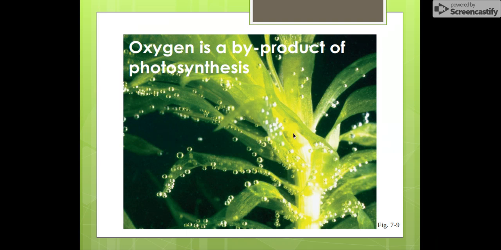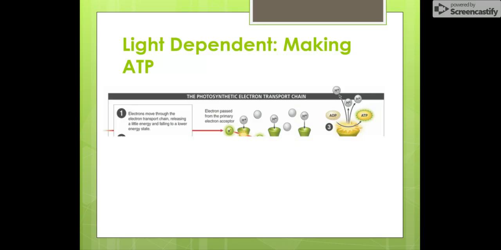And so here we see this aquatic plant. And all of these bubbles here are the oxygen that it's producing. Okay, and all of these plants, anything that does photosynthesis, is producing oxygen, which is really nice for organisms like us that need that oxygen.